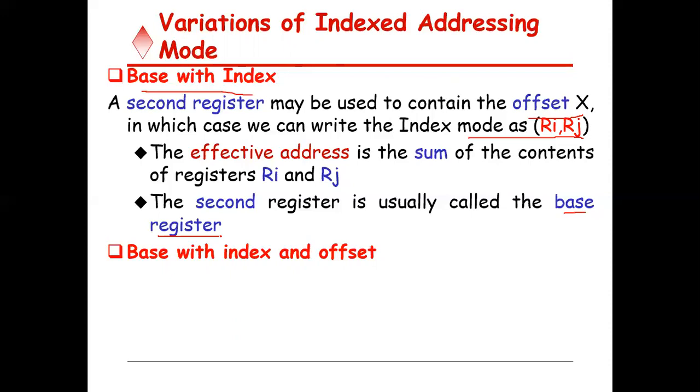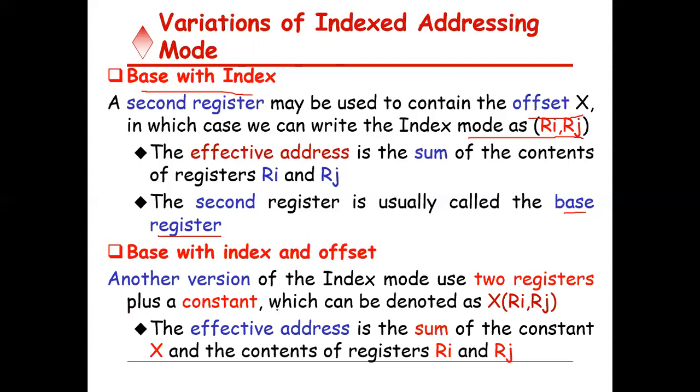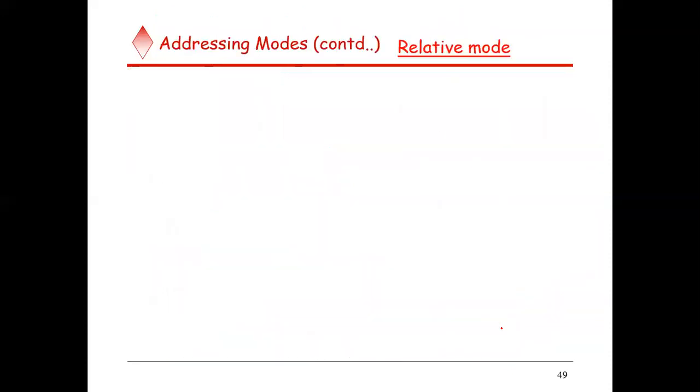The second one is base with index and offset. Here one more constant value is added. Looking at this example, you will understand exactly what it is doing. Along with the two register contents, one more offset value is added. So the effective address is the sum of all three things: X plus Ri plus Rj. X is the offset, and Ri and Rj are two register contents. Both are added along with X, and that gives you the address of the operand. These are variations of the indexed addressing mode.